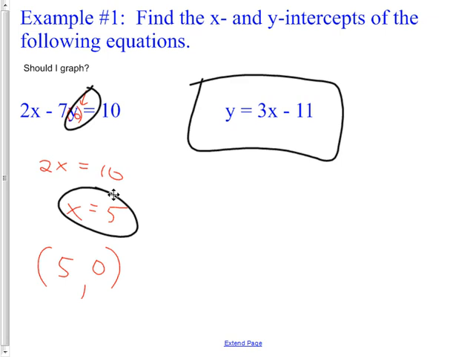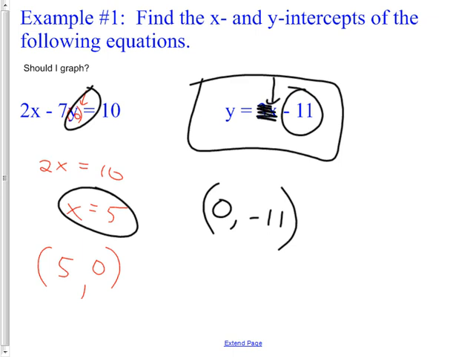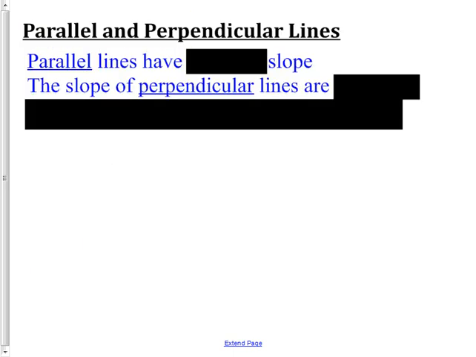And why? Because it's one of the easy ones where the y-intercept's just sitting right on the outside there, isn't it? You just got to remember that if the y-intercept's negative 11, what is that really? Well, it's where x is 0, so 0 comma negative 11. And if I'm dropping in the 0, it would have gone right there. 3 times 0 would make it disappear, and y is negative 11. All right. So that's finding x and y-intercepts. That's really easy. Next topic, parallel and perpendicular lines.